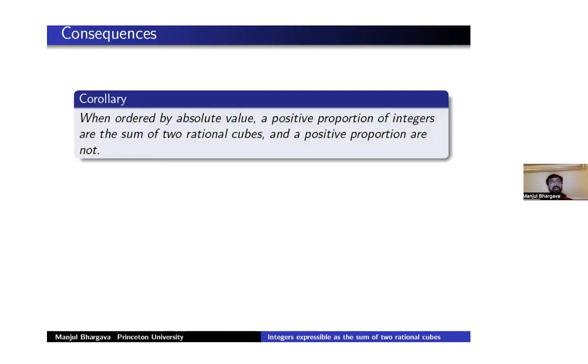And so that's the final consequence. Therefore, when ordered by absolute value, a positive proportion of integers are the sum of two rational cubes, right? Because a positive proportion of the corresponding family of elliptic curves has to have rank one. And similarly, a positive proportion are not the sum of two rational cubes, because a positive proportion of the corresponding family of elliptic curves have rank zero. In fact, they have two Selmer rank zero.